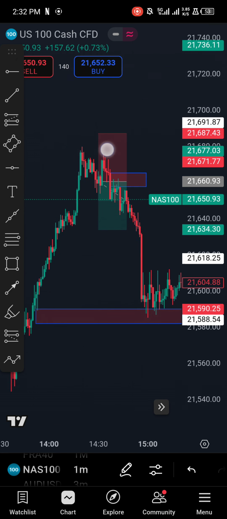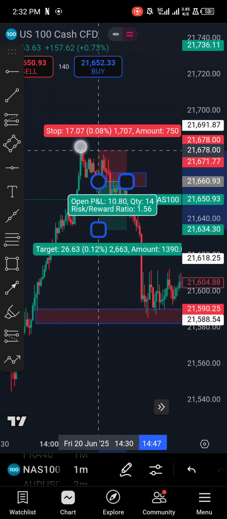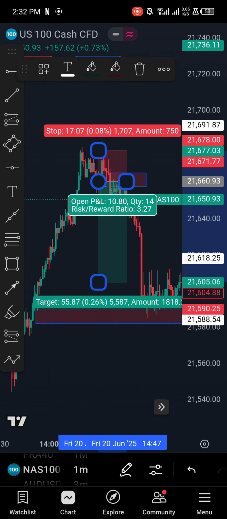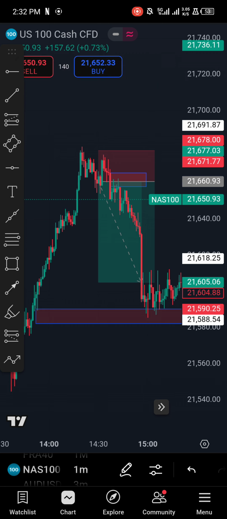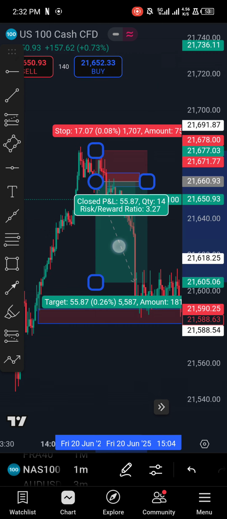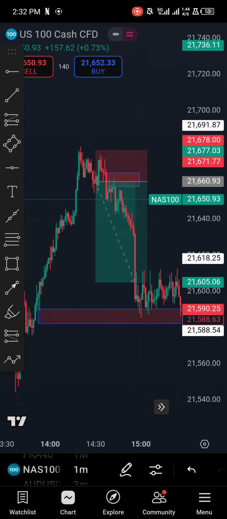Okay, so your stop loss should be right there, your TP should be around this area. Extend it forward. Yeah, that's how it should be. So that's where you should frame your setup, and the risk to reward is 1:3. So you're making 3 times your risk.